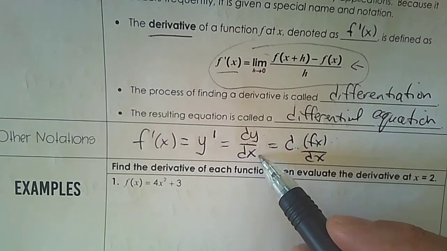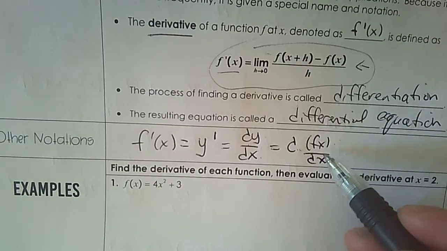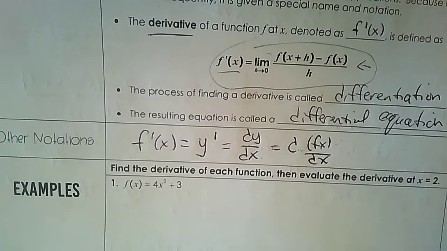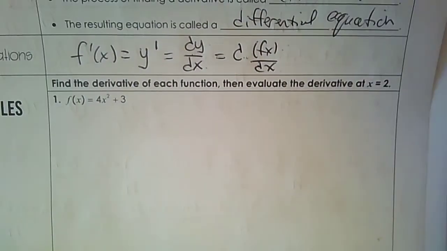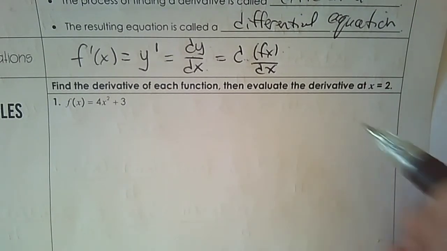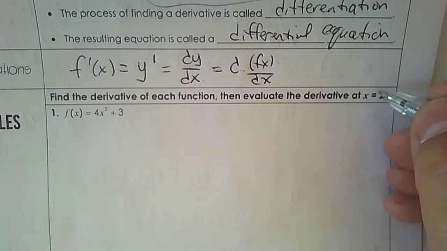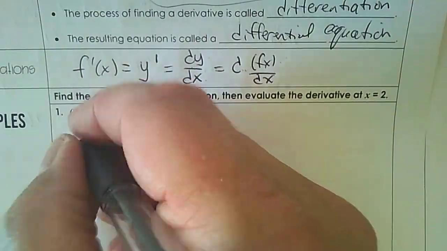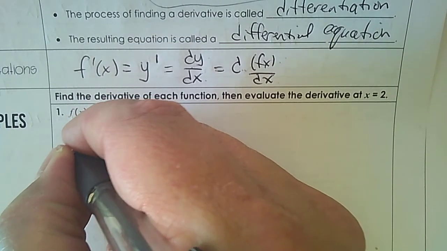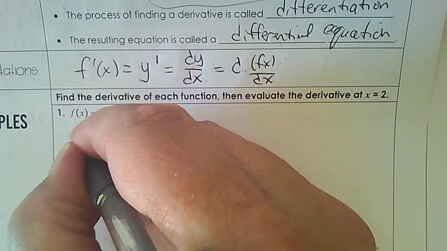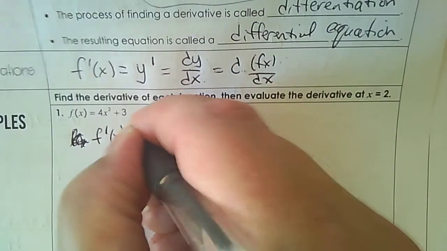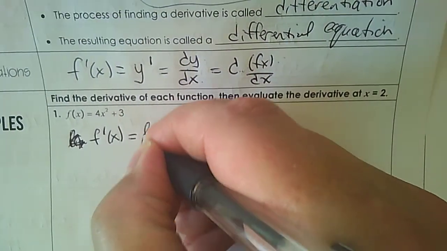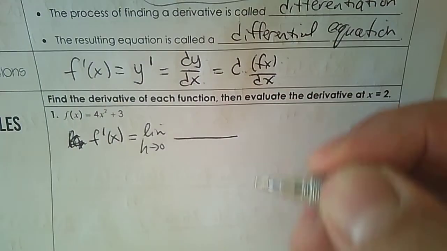So the first one is, can we do it the long way? Find the derivative of each function, then evaluate it at x equals 2. So to find the derivative of this, it's the limit. So first of all, let's do notation here. So the derivative, f prime at x, is what? The limit as h approaches 0. It's f at x plus h, subtract f at x, over h.